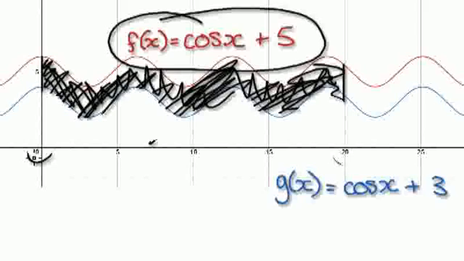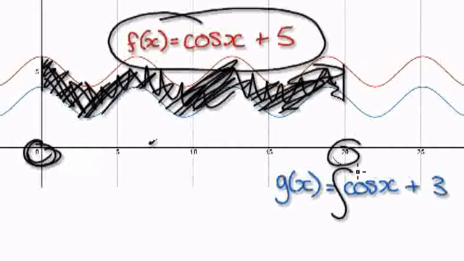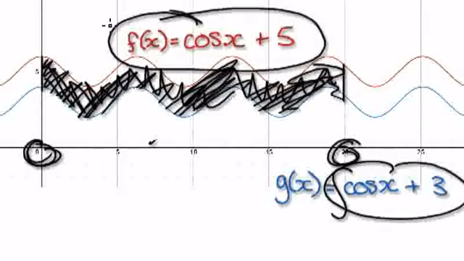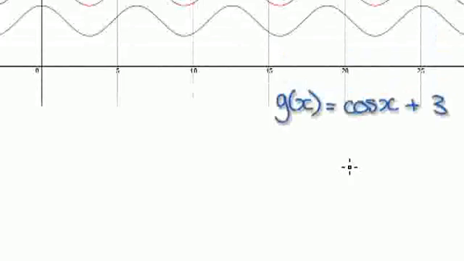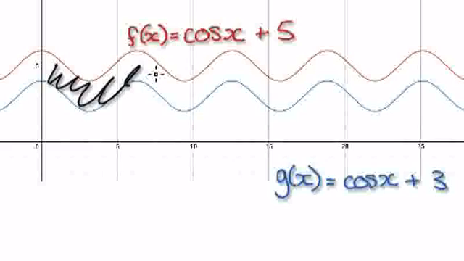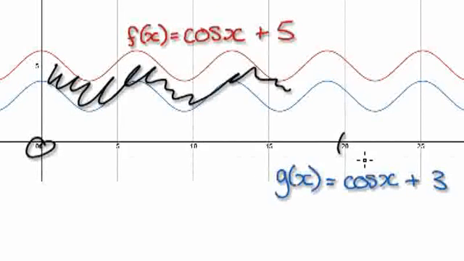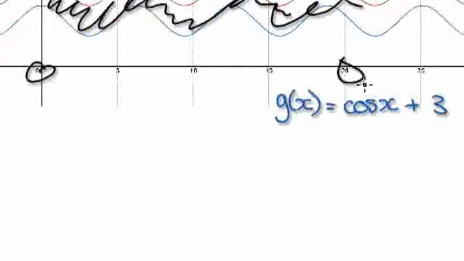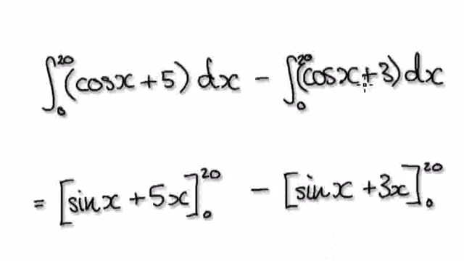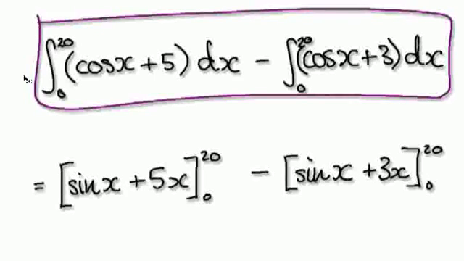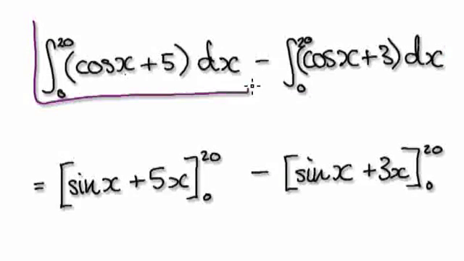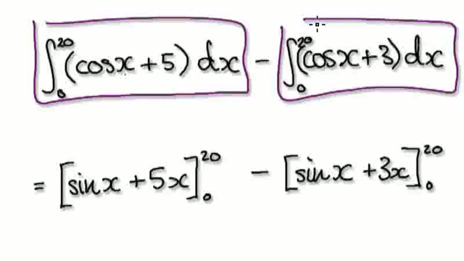So the trick here is to integrate it, find the area from 0 to 20, then integrate this, find the area from 0 to 20 of this, and take this away from this. The area of this wave from 0 to 20 will be given by this. So find out the area here and then take away this area here.